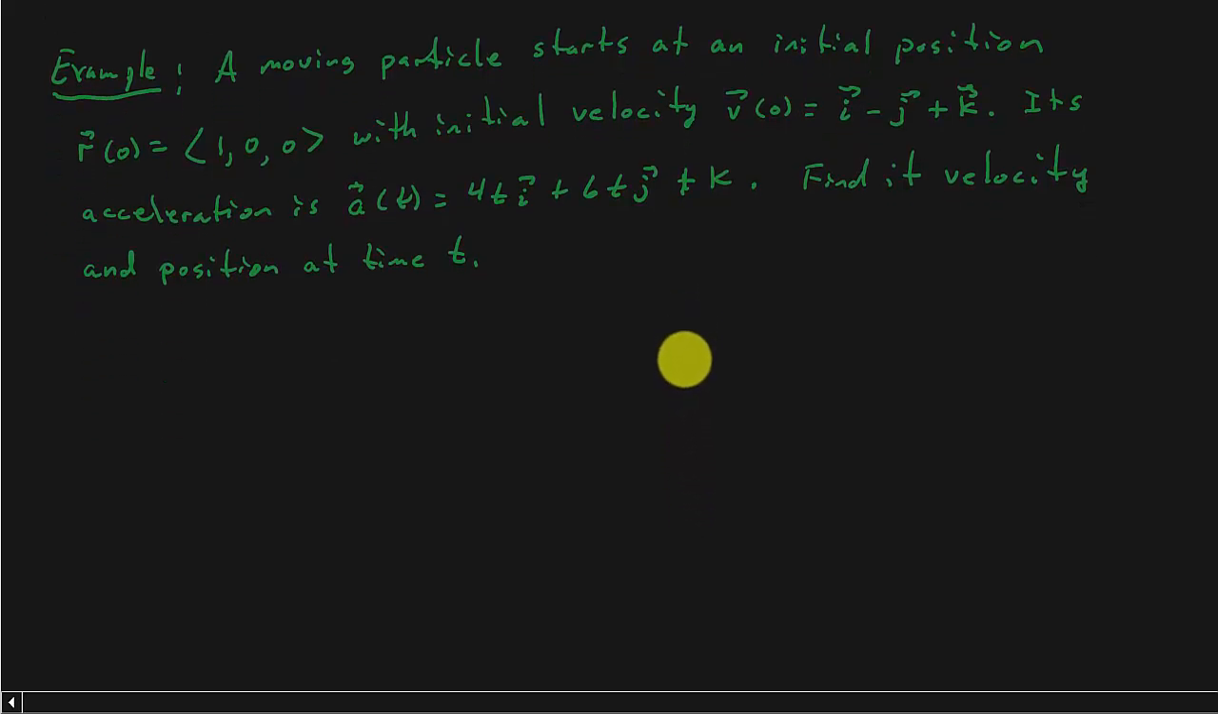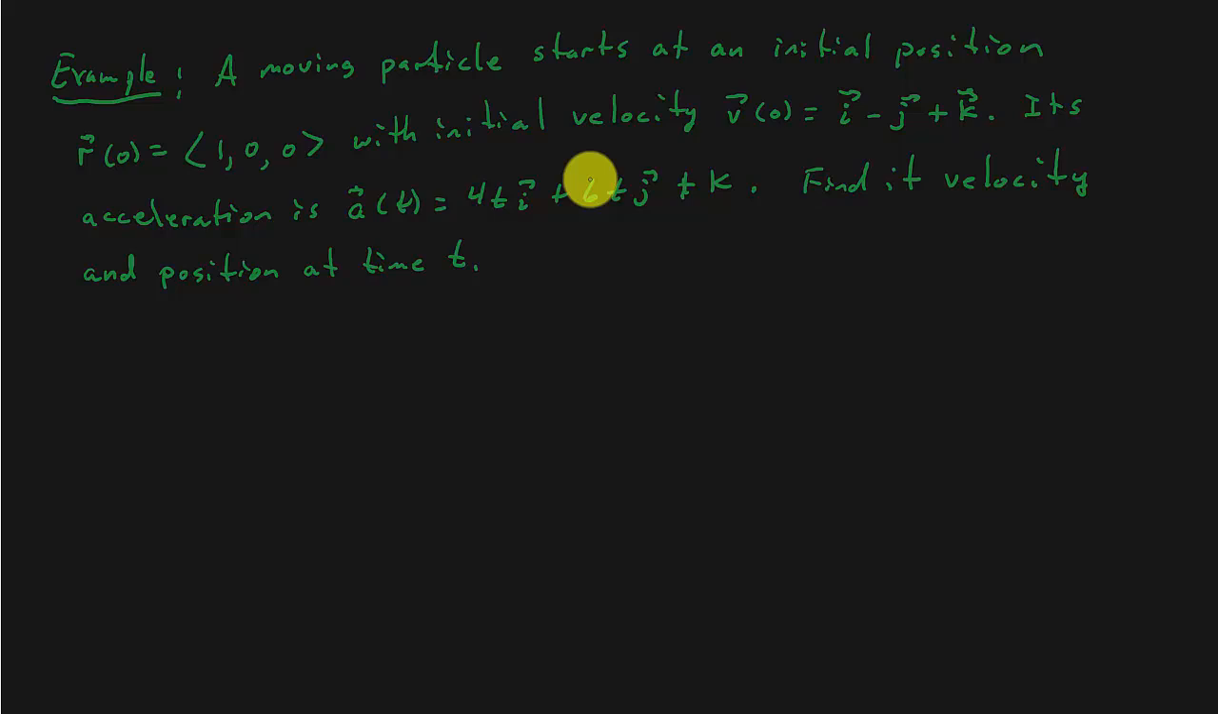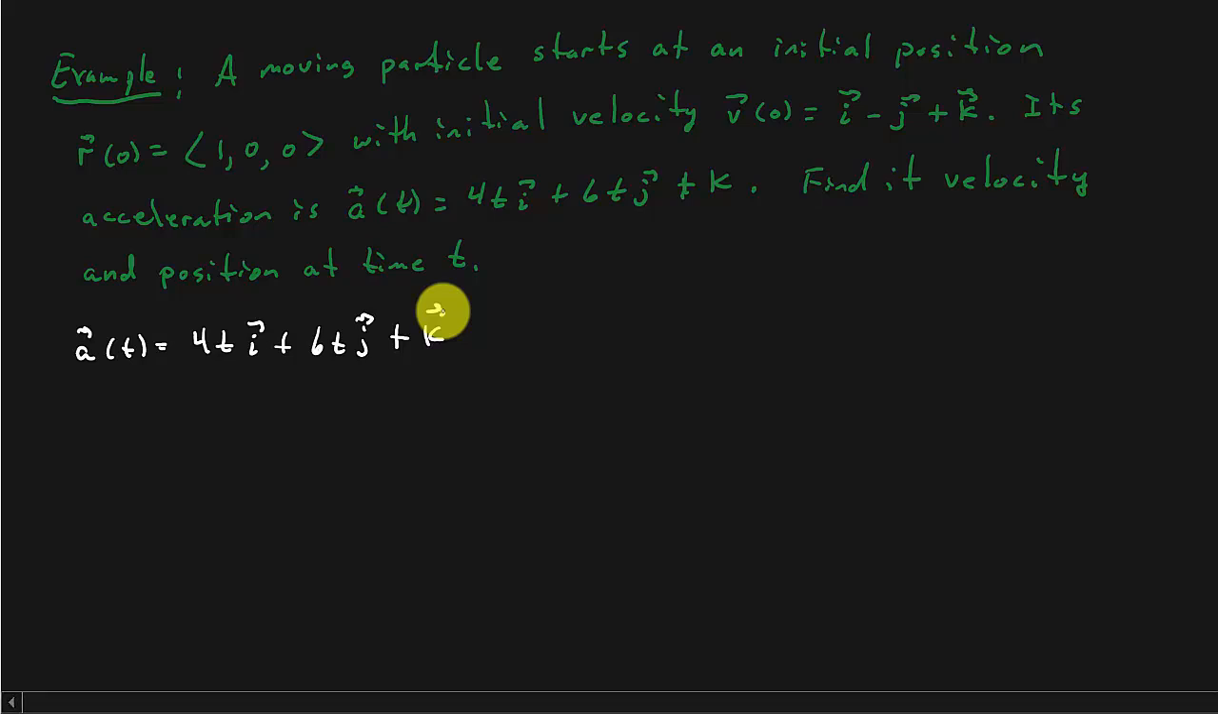All right. Now let's look at this one. So it says a moving particle starts at an initial position. R of 0 is equal to 1, 0, 0 with initial velocity. So it's giving us the initial position and it's giving us the initial velocity. Its acceleration is a of t, so we're going to need that. We've got a of t is equal to 4t i plus 6t j plus k. Find its velocity and position at time t.